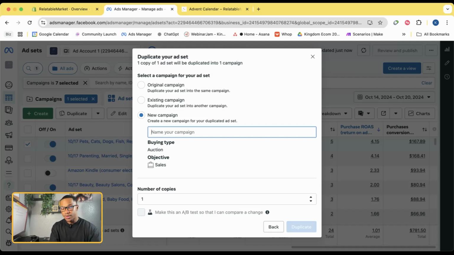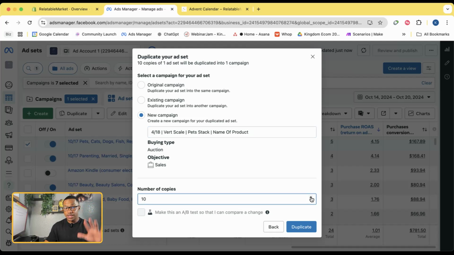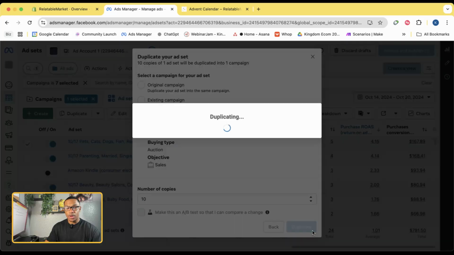This is how I like to do it. Tomorrow is the 18th, and I will call it a vert scale. And then I like to put in the interest, so like pets, stacking all the pets: cats, dogs, fish, reptiles. And then I will put in the name of the product. And then voila, I'm duplicating this 10 times into this campaign. I'll tell you why in a second.